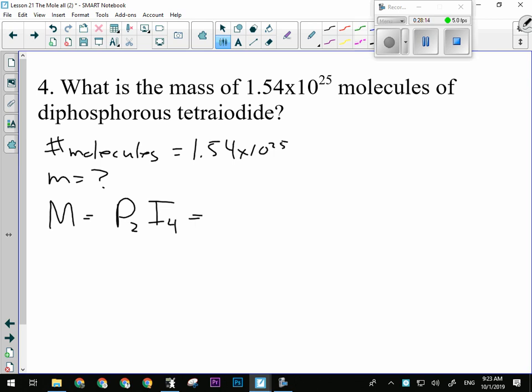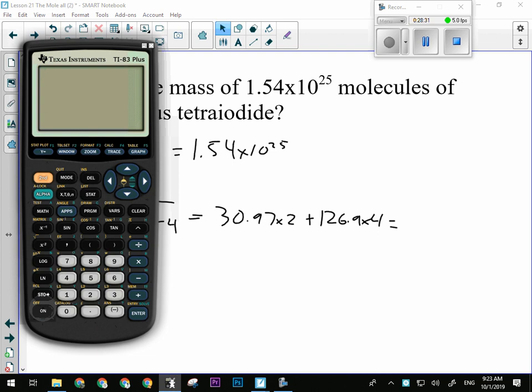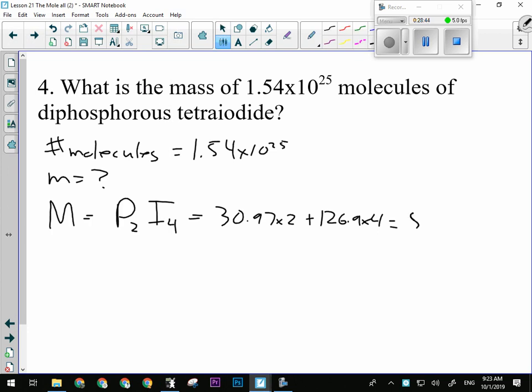So we're going to have 30.97 times 2, and then 126.9 times 4. This is a pretty heavy molecule. So 569.54 grams per mole. All right, so I have those things.